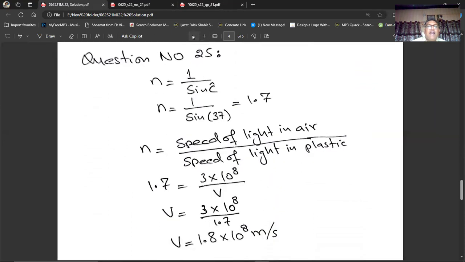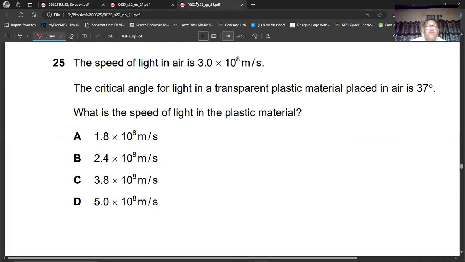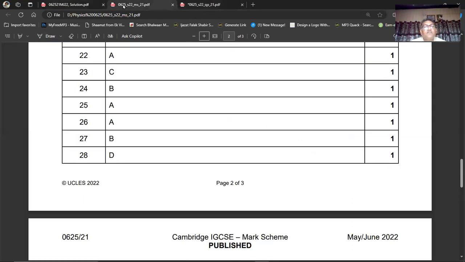So here we have n equal to 1 divided by sine c. n is equal to 1 by sine 37, that is 1.7. And the refractive index, this formula is also speed of light in the air divided by the speed of light in the plastic. So 1.7 equals 3 × 10^8 divided by V. V will be equal to 3 × 10^8 divided by 1.7, and that will be 1.8 × 10^8 meter per second. So A is the choice. Question number 25, A is the choice. That is right.